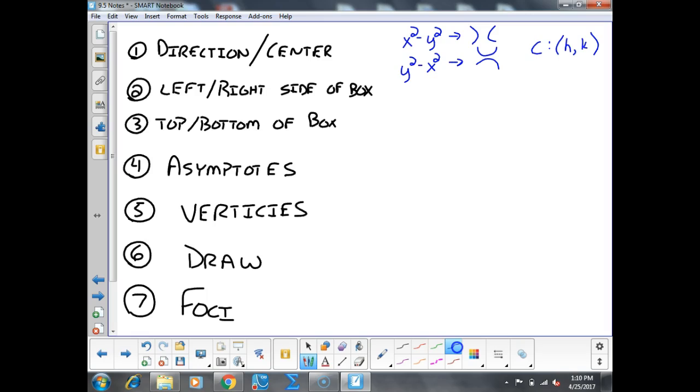Okay. Left and the right side of the box. How do I find that? Look under the x squared term, and you'll find what? You find a squared. So what's the square root of a squared? A, right? So you go a, left and right from the center.